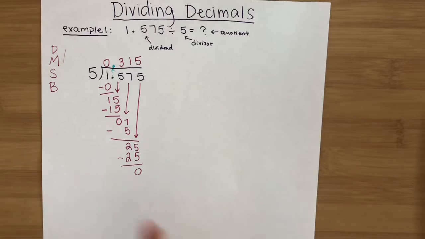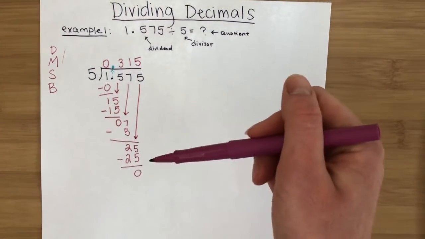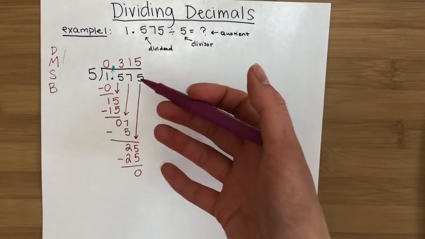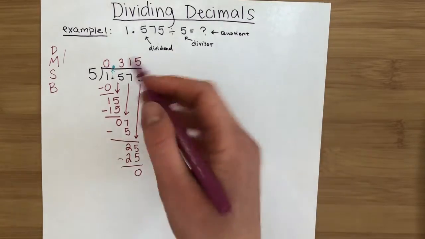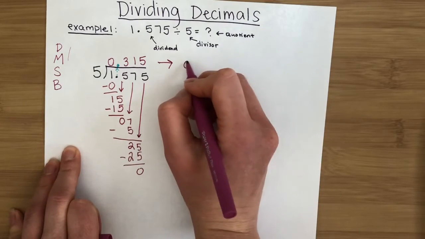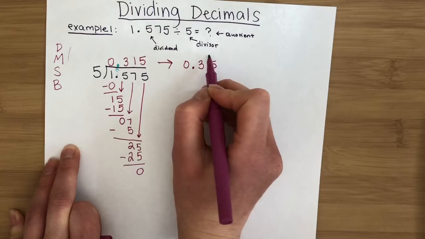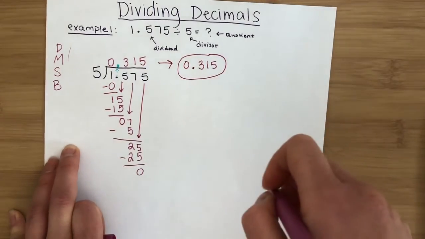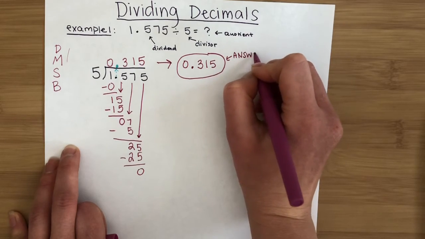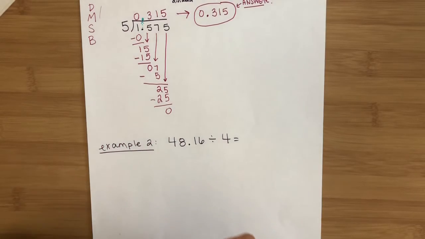Now I have a 0 down here and I have no more numbers up here. So that means that I'm done. I don't have a remainder because it ended up being able to divide perfectly and I'm left with no more. So my answer is 0 and 315 thousandths, or 0.315. So this is my answer. Yay.